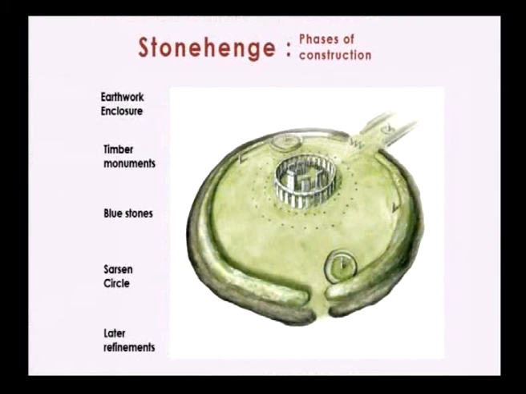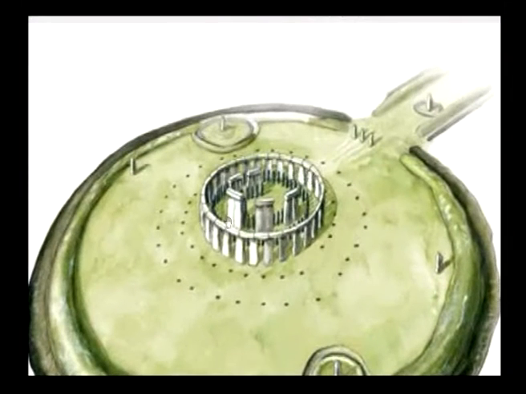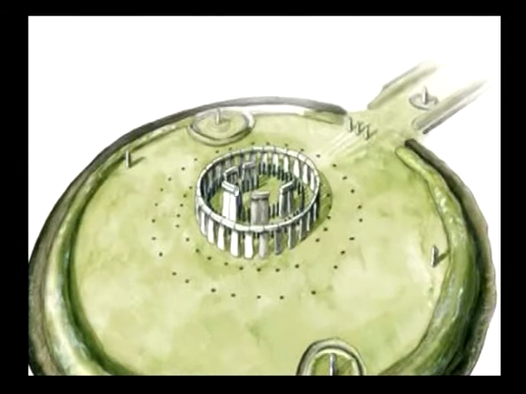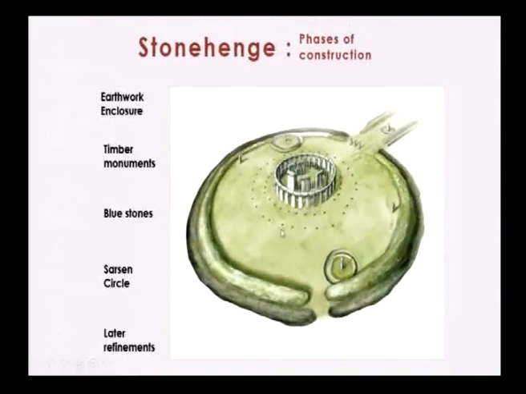Later refinements were made to this structure. Bluestones that had been cast aside were repositioned as a circle and horseshoe. This was the circle and this is the horseshoe. A double ring of pits was dug around the north and south. By 1500 BC, Stonehenge was not properly maintained.